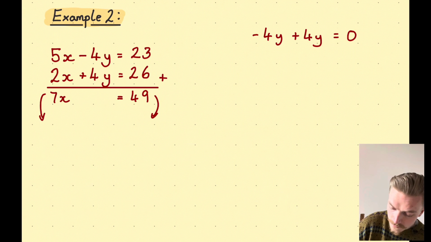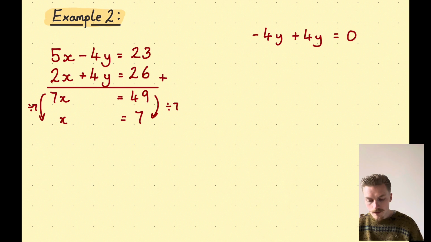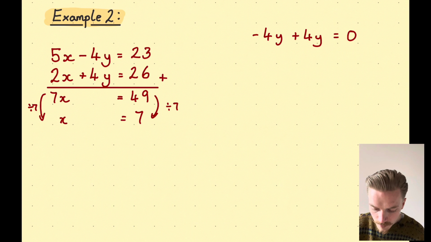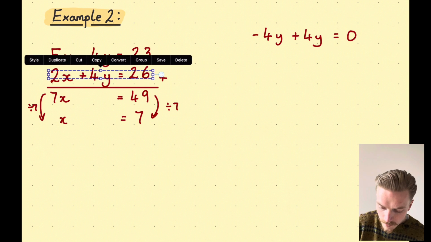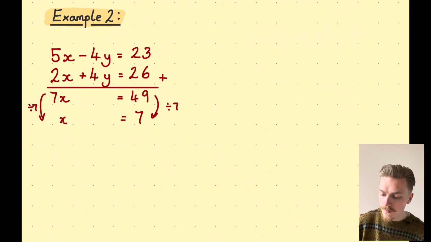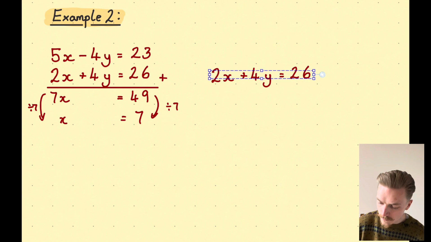So 7x is 49, so I divide by 7, which will get me x equals 7. So that's my x. I'm then going to substitute that in. Now this time, I'm probably going to choose this bottom one here because I don't want to have to deal with this negative. I could do, I'm pretty good with my negatives, so I could probably deal with it. However, I'm going to try and avoid negatives if I can, just because it means that I'm less likely to make a mistake. So let us paste this one over here.